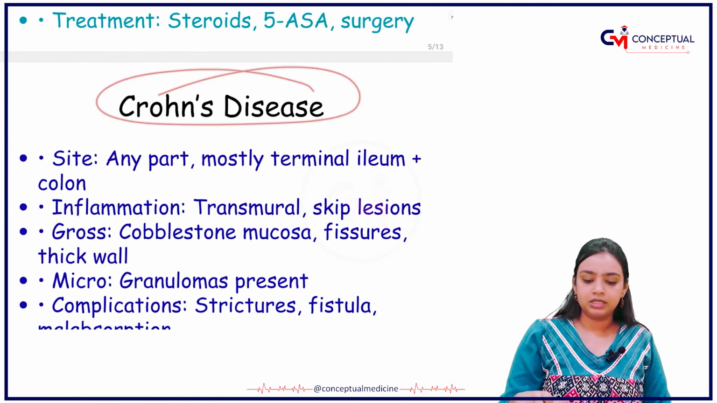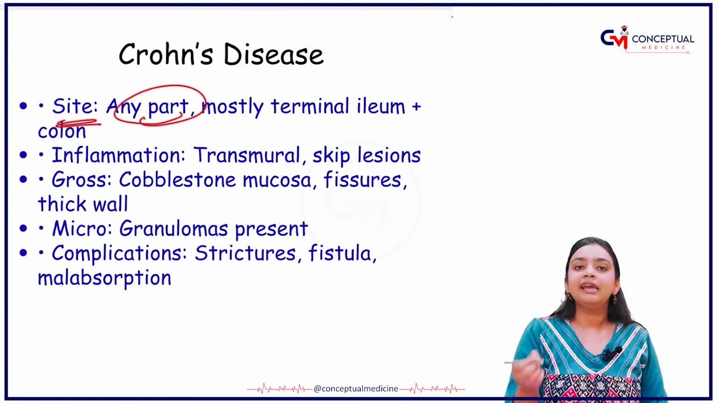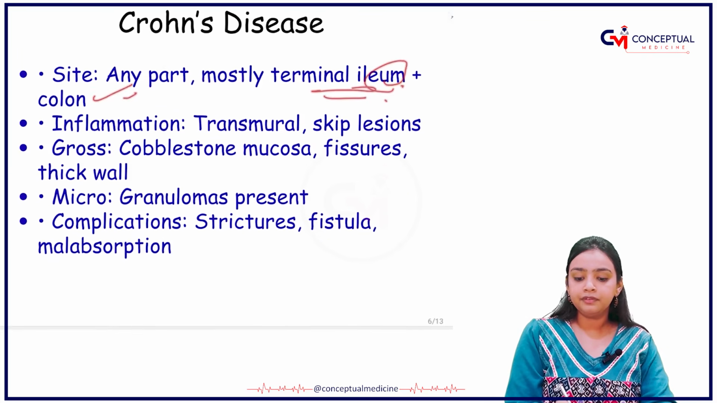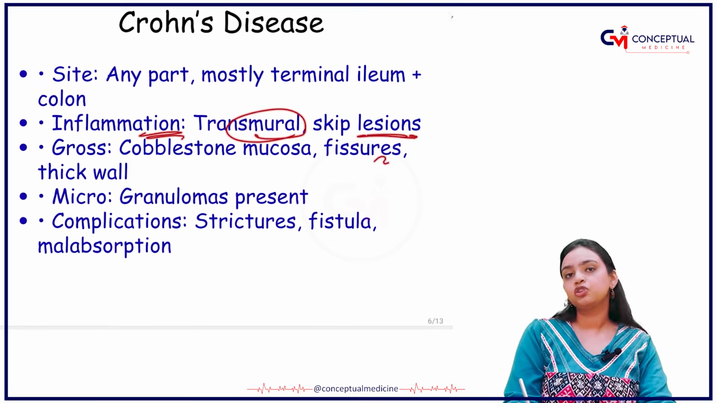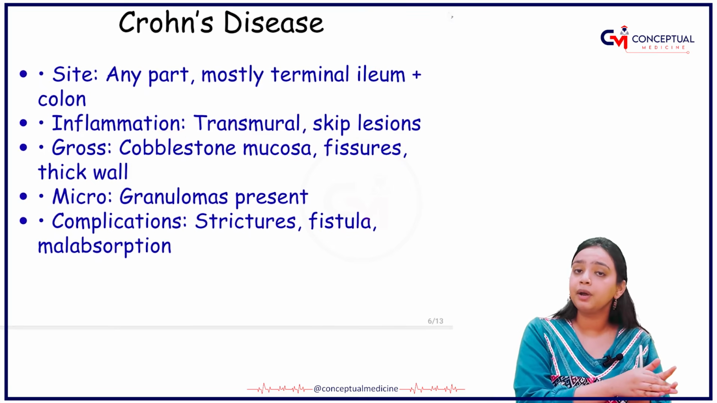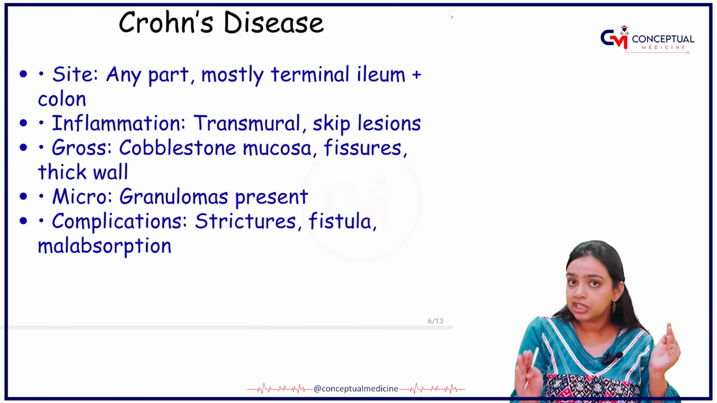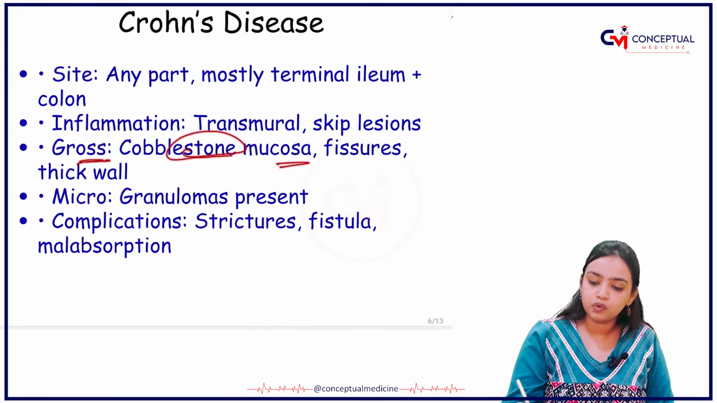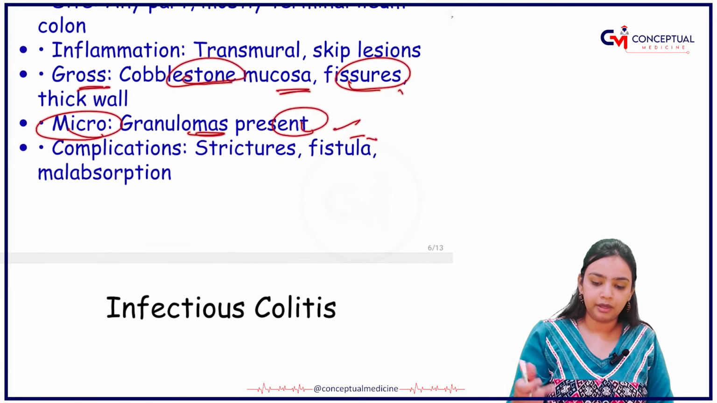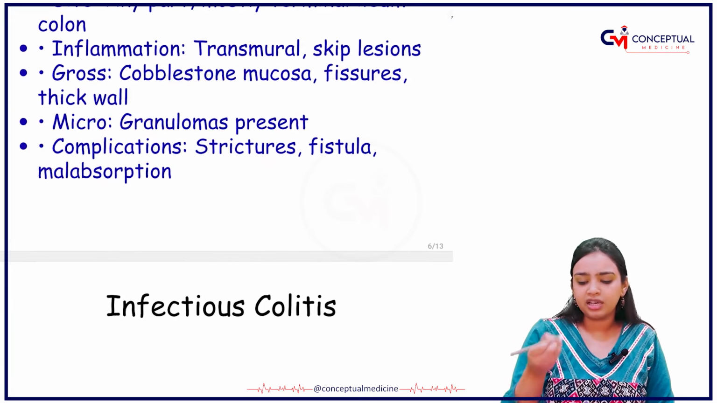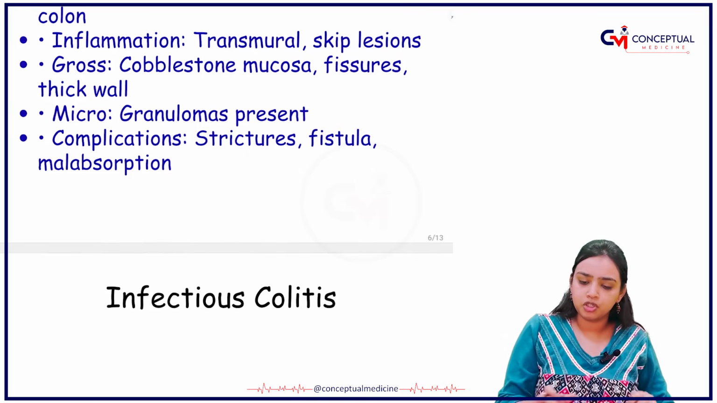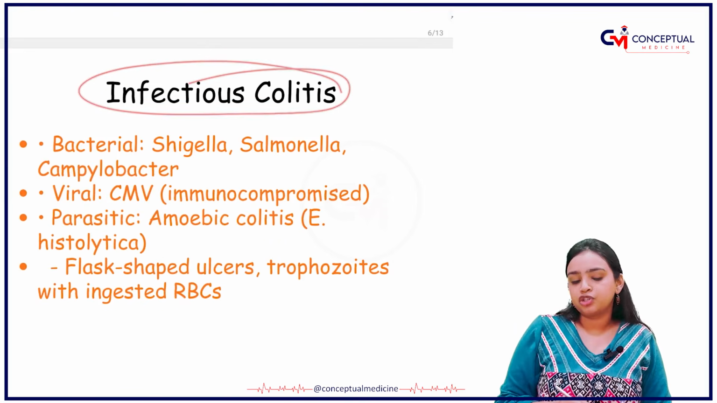Coming to Crohn's disease. Now, Crohn's disease can be there in any part. Mostly it is there in your terminal ileum and colon. Inflammation will be transmural and there will be skip lesions, as I have already told you in the small intestine part. In the gross, I am able to see cobblestone mucosa and fissures. In the microscopic, I am able to see granulomas. What are the complications? There can be strictures, fistula, and the patient may present with malabsorption syndrome.